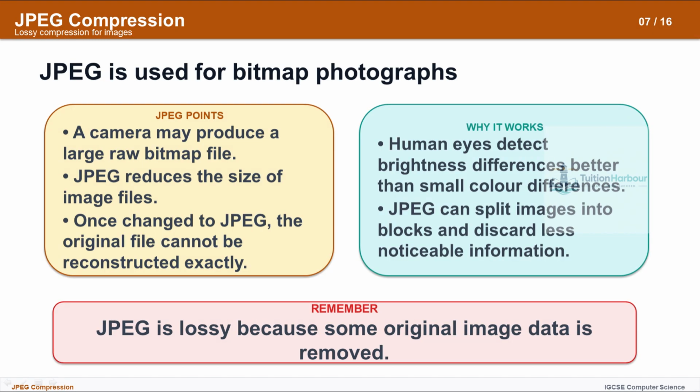JPEG is a lossy format used for bitmap photographs. A camera may produce a large raw bitmap file. JPEG reduces the file size. The original image cannot be reconstructed exactly. JPEG works because humans notice brightness changes more than small color changes.